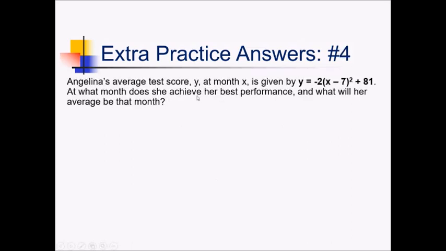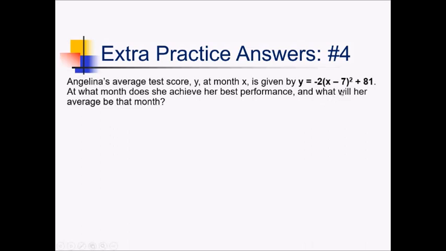For this one, Angelina's average test score, y, at month x is given by this quadratic here. We want to know what month she achieves her best performance and what the average will be that month. So we're trying to maximize this quadratic, which means we need to find the input and output value of the vertex. And since this is already in vertex form, let's start by writing the vertex, which we can pick right out of here, and then we'll just use that to answer the question.